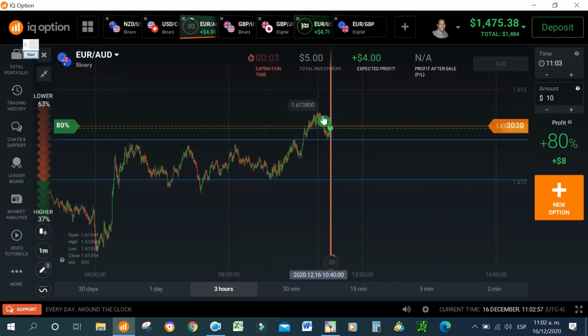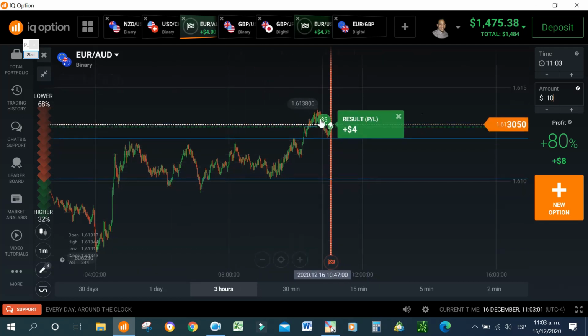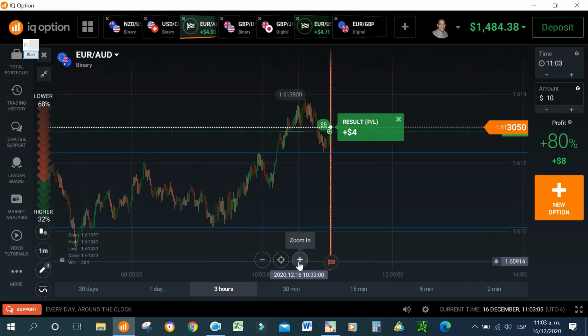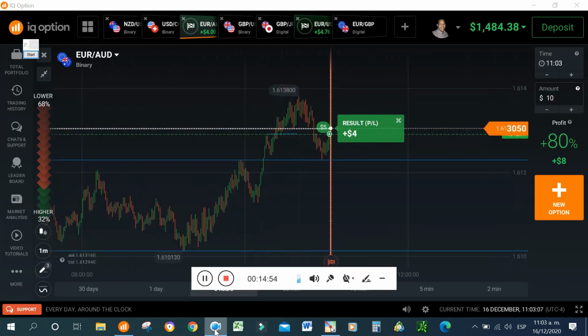Guys, we are trading with the trend, and this was a pullback. It was confirmed.